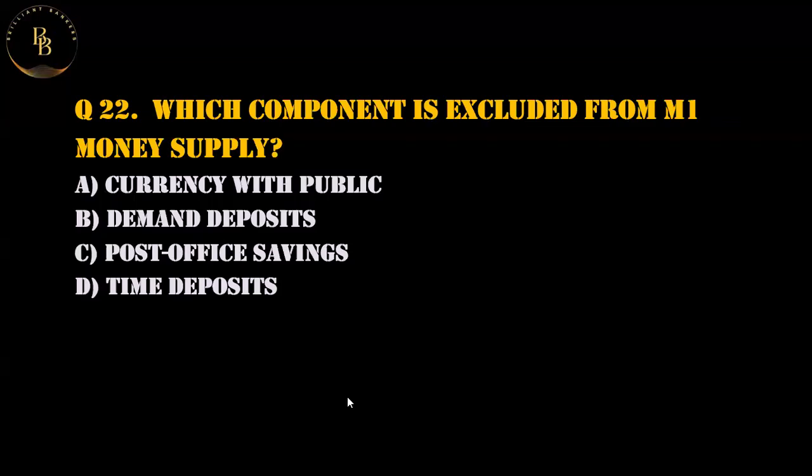Which component is excluded from the M1 money supply? Currency with public, demand deposits, the post office savings, or the time deposits? What is M1 money? M1 money is also called the narrow money that can be immediately withdrawn or immediately available for transactions. So automatically the time deposits are not a component of M1 money.